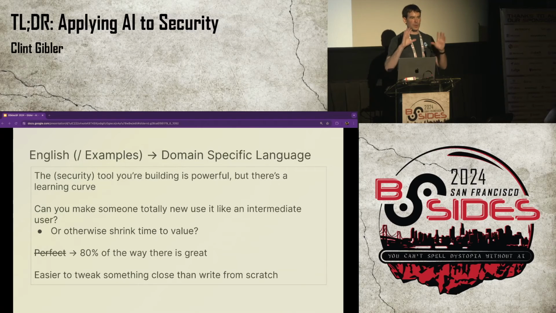Okay, so taking a step back, what's interesting about this? Perhaps the security tool you're building or using is very powerful, but there's a learning curve until someone becomes proficient. Is it possible to make someone totally new use it like an intermediate user, or otherwise shrink the time to value? And it doesn't need to be perfect. I think 80% of the way there is quite great, because it's easier to tweak something that is mostly what you want than write it from scratch.